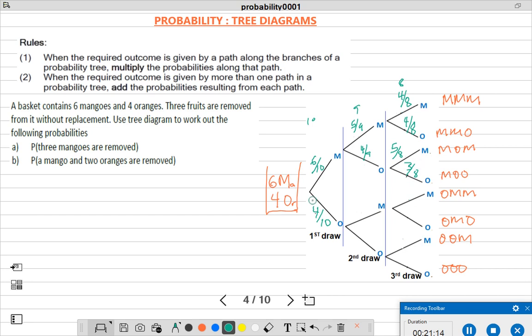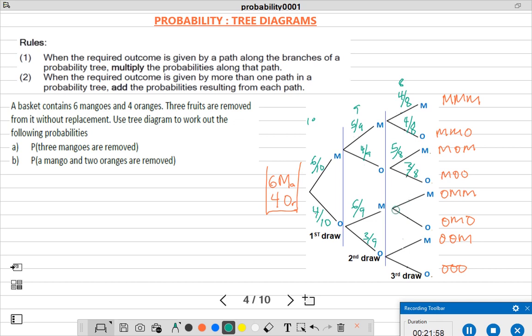Let's come down here when the first one was orange. Now for the second to be a mango, that means you do not touch the mangoes. Mango, you still have 6. But remember, after removing 1 orange, you are left with 9. So 6 out of 9. Definitely this one will be 3 out of 9, because 6 plus 3 gives 9. Or you just know that if I remove the first one to be orange, out of the 10, I had 4 oranges. When I remove the 1 orange, I remain with 9 fruits. But remember, after removing 1 orange, out of the 4, you are left with 3. That's why I've said 3 out of 9.